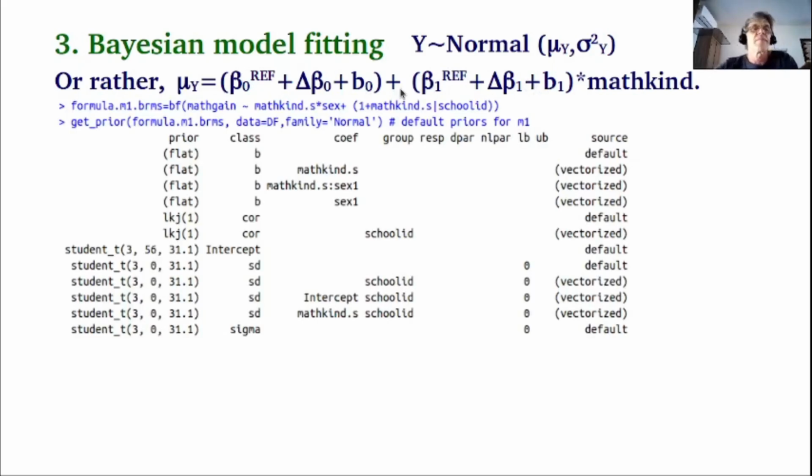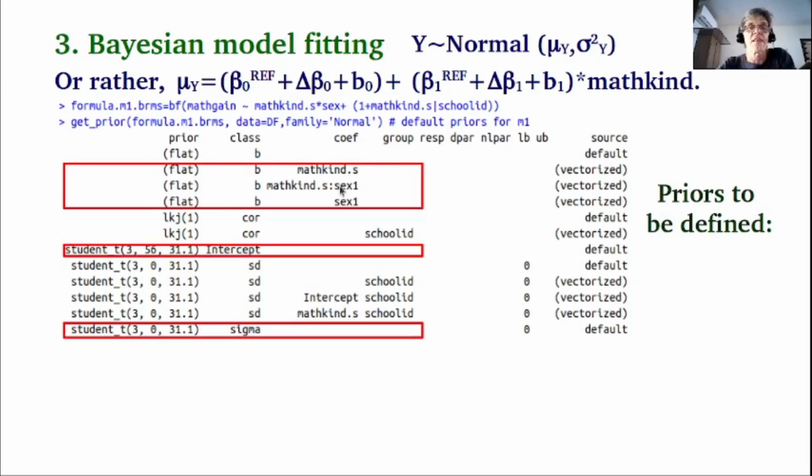We express the formula in the same way that was explained before. Here are the population level effects, and here are the group level effects with respect to a categorical explanatory variable, which is the school ID. So here we indicate the random differentials of intercepts, and here we indicate the differentials of slopes with respect to this variable. These are the priors that need to be defined.